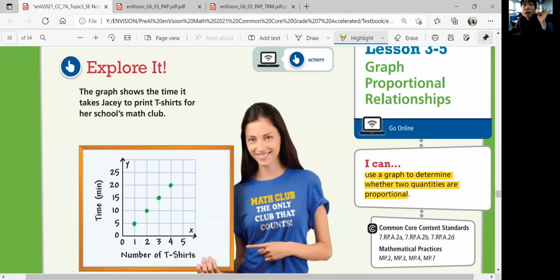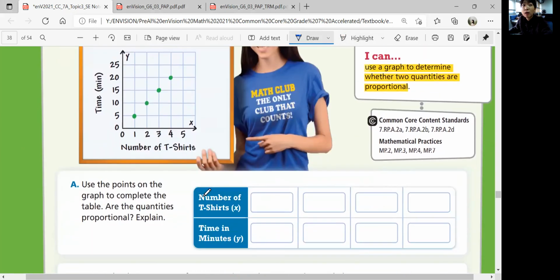The graph here shows the time it takes JC to print t-shirts for her school's math club. So we have number of t-shirts for the X values and time in minutes for our Y values. And we have some points. One t-shirt would be 5 minutes. Two t-shirts would take 10 minutes. 3, 15, 4, 20, and so on. Do you see the pattern already?